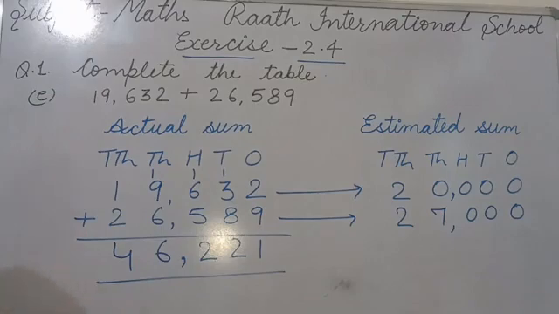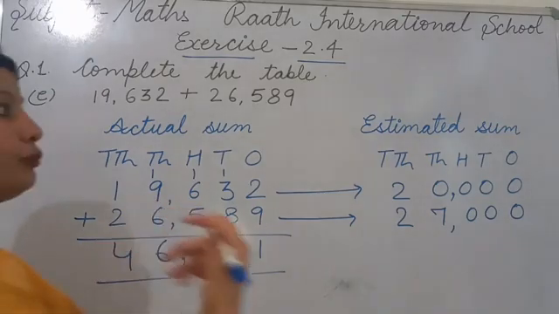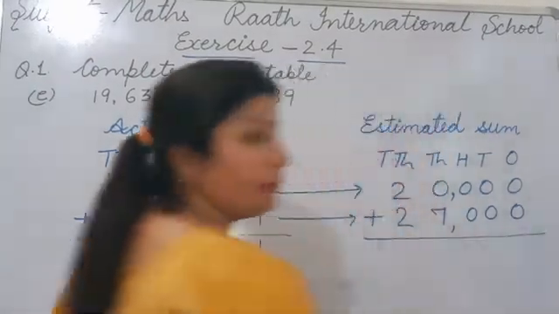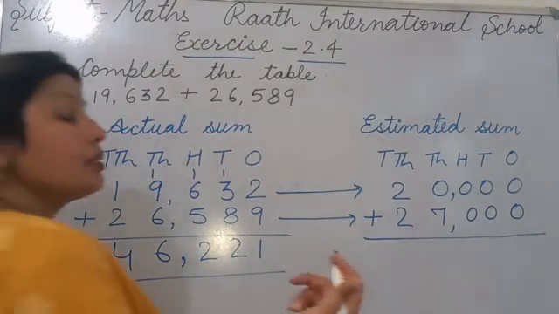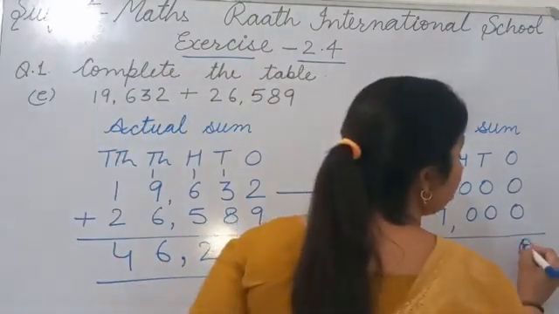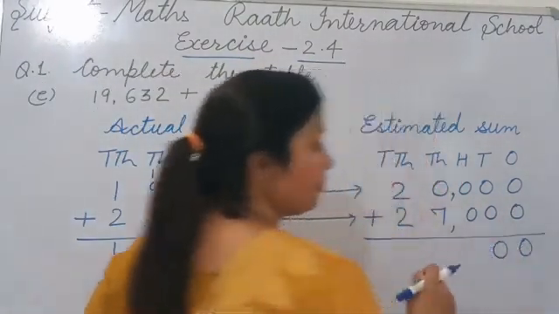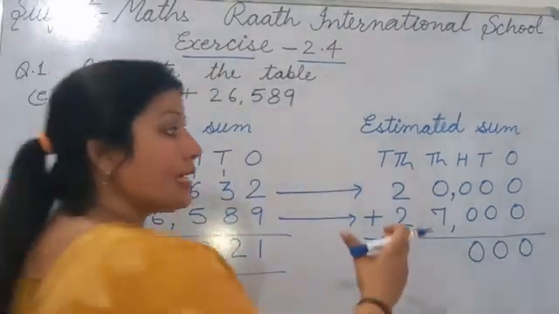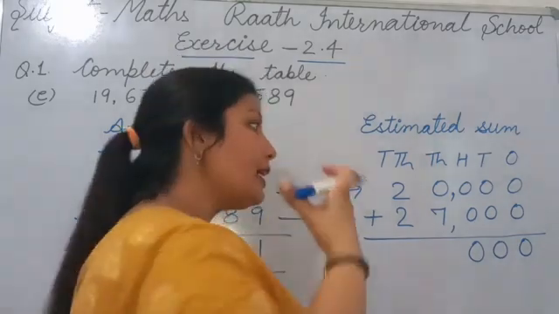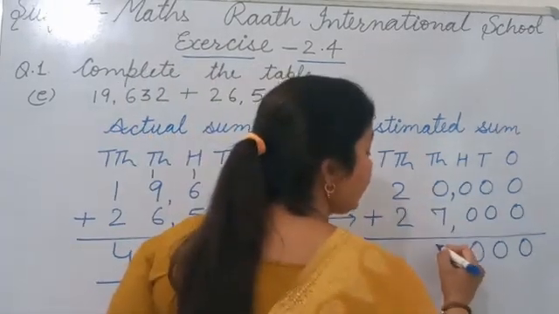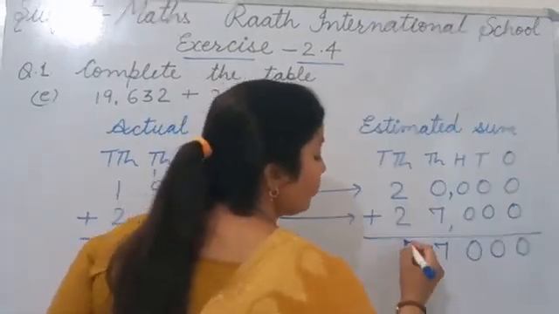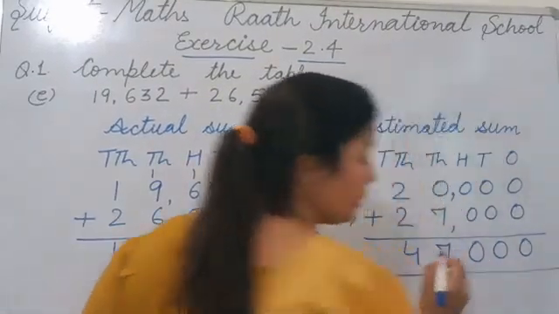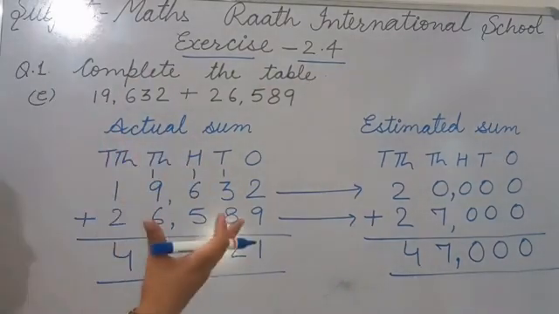You can fill in your answer in your book also. Okay, now we should find its estimated sum. So we should add the rounding numbers and find its estimated sum. Now 0 plus 0, 0. 0 plus 0, 0. Then again 0 plus 0, 0. That's very easy. Now 0 plus 7, any number plus 0 is the number itself. So there will be 7, and 2 plus 2, 4. So the answer becomes 47,000. Okay, so this is your estimated sum.